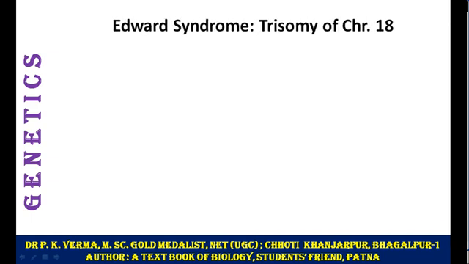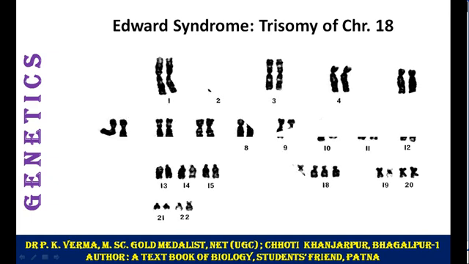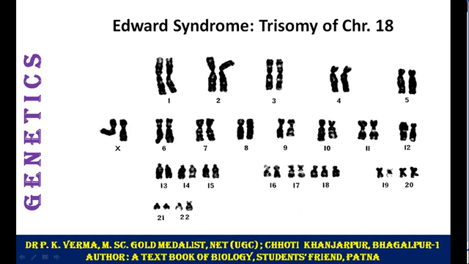Next case is trisomy of chromosome 18. The problem is called Edwards syndrome. See the karyotype. Where is chromosome number 18? It is chromosome number 18, 3 copies. Now the block in red color.